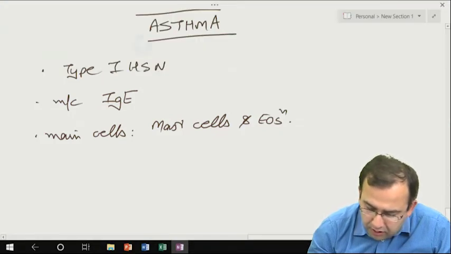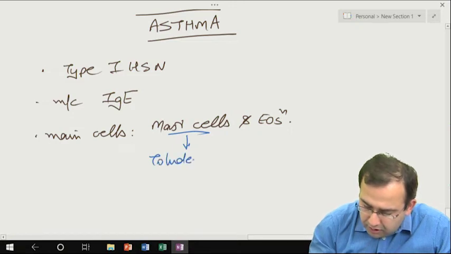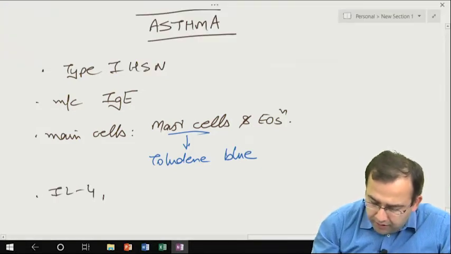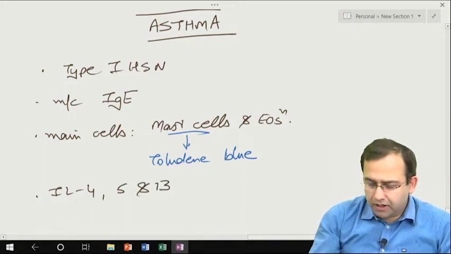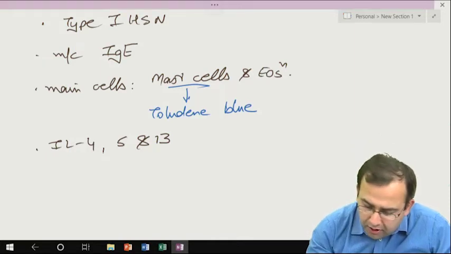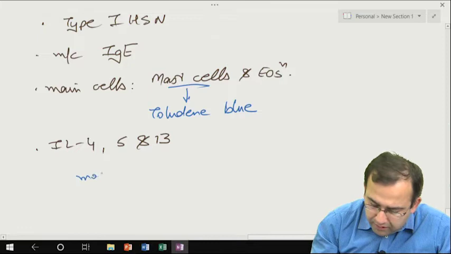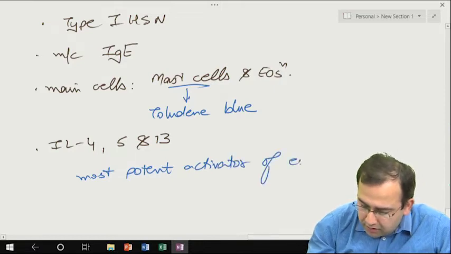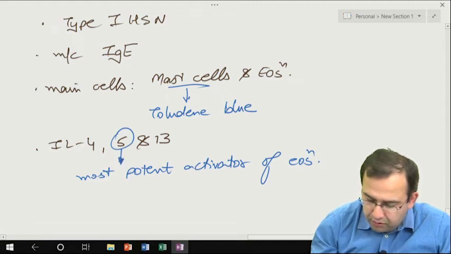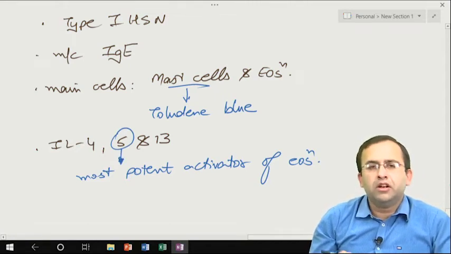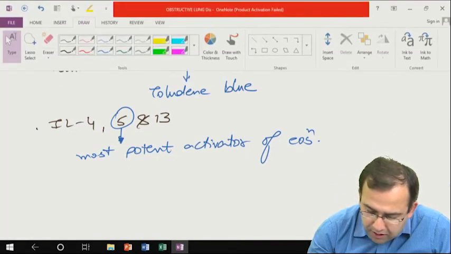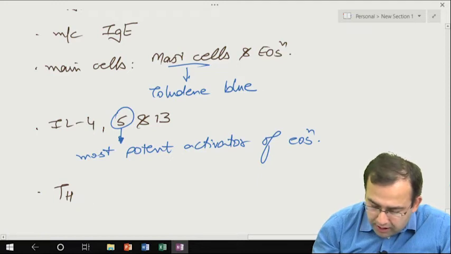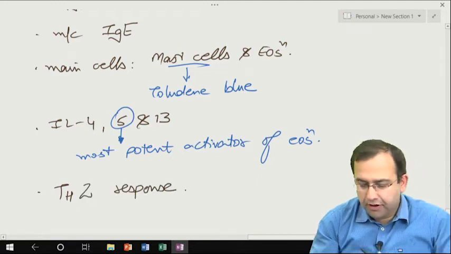Stain for mast cells, toluidine blue. Main cytokines associated, interleukin 4, 5, and 13. Most potent activator of eosinophils, interleukin 5. Which TH response is this? It is the TH2 response, T helper cell 2 response.